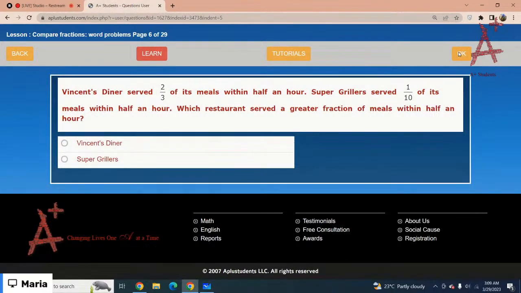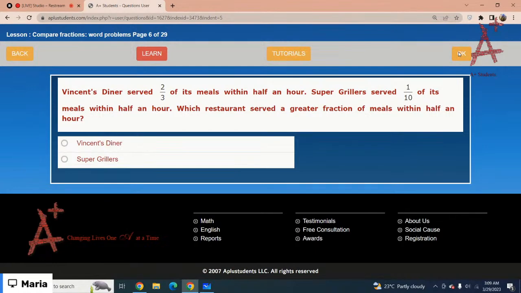Vincent Diner served two-thirds of its meal within half an hour. Super Griller served 1/10 of its meal within half an hour. Which restaurant served a greater fraction of meals within half an hour? Two-thirds means the total meals are 3 and 2 are served in half an hour. 1 out of 10 means if the total orders are 10, just 1 served in half an hour. So which has the greater fraction?